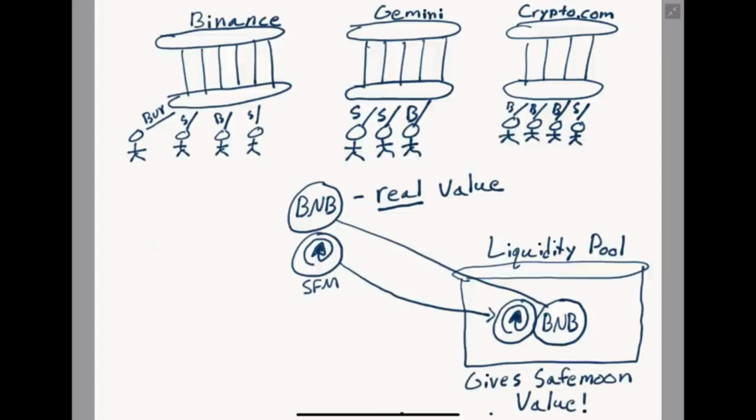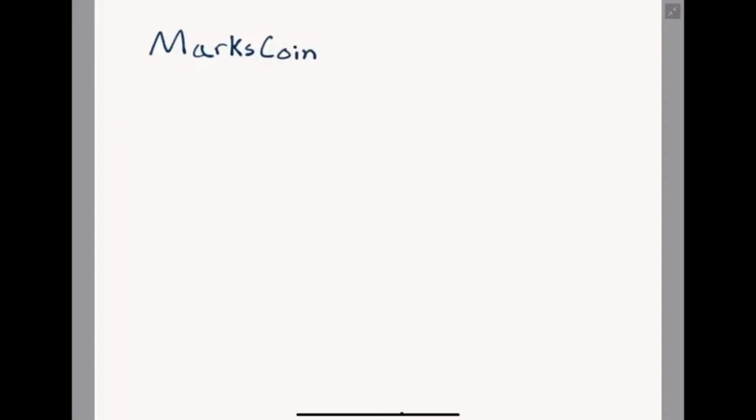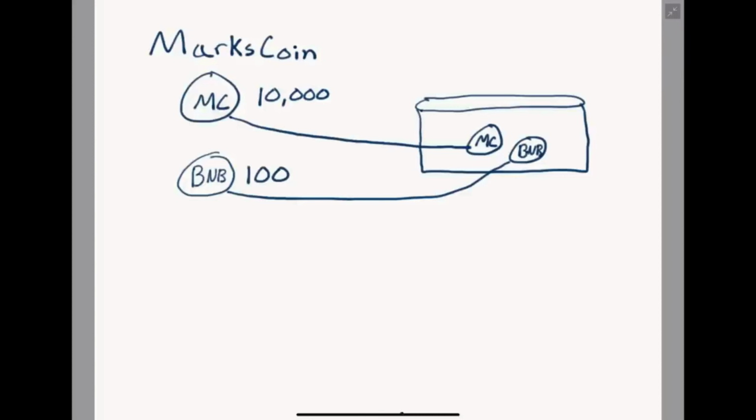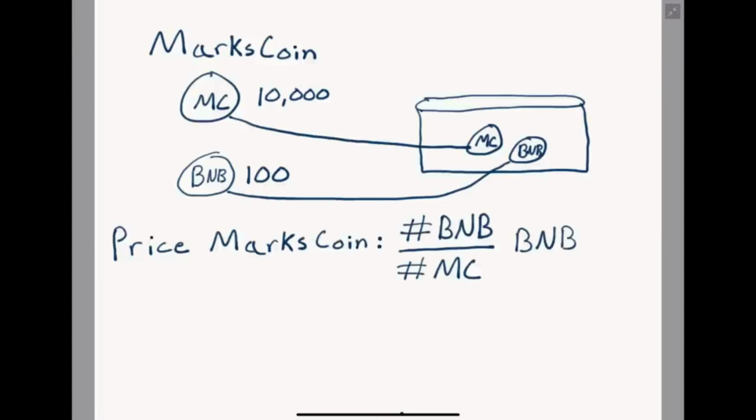This is done the following way. Let's say I make a new coin and name it Mark's Coin. I create 10,000 Mark's Coin and decide to keep none of it and place all of it inside of a PancakeSwap liquidity pool paired with BNB. I am a small startup with very little funds to get started, so I will put 100 BNB into the liquidity pool with my 10,000 Mark's Coin. The initial price of Mark's Coin from this point on will now be 100 divided by 10,000, or 0.01 BNB.